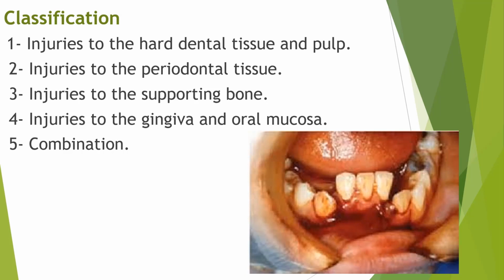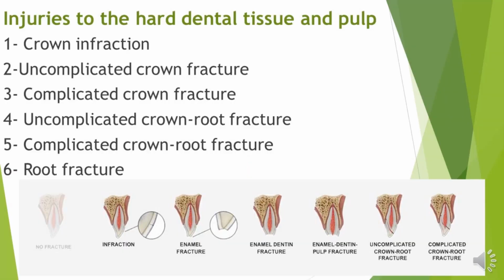يعني ممكن يصير fracture للتوث واحدة, ممكن يصير fracture للبريودنتال tissue واحدة, ممكن يصير fracture للsupporting bone واحدة, ممكن يصير fracture للميوكوزا وحدها, ممكن يصير fracture of more than one, يعني teeth زائدا bone, teeth زائدا soft tissue, teeth زائدا mucosa, and so on. هسه نحكي على injuries to the hard dental tissue and pulp, يعني injuries to the teeth. شو ممكن يصير بالteeth من injuries؟ أولا ممكن يصير crown infraction.